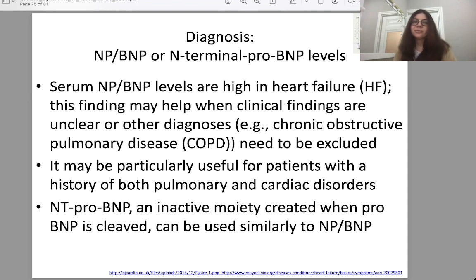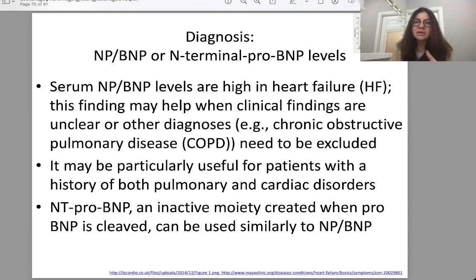Natriuretic peptide and brain natriuretic peptide, and N-terminal proBNP levels. Serum NP and BNP levels are high in heart failure. This finding may help when clinical findings are unclear or other diagnoses, like for example chronic obstructive pulmonary disease, need to be excluded when we have difficulty differentiating a lung problem and a heart problem.